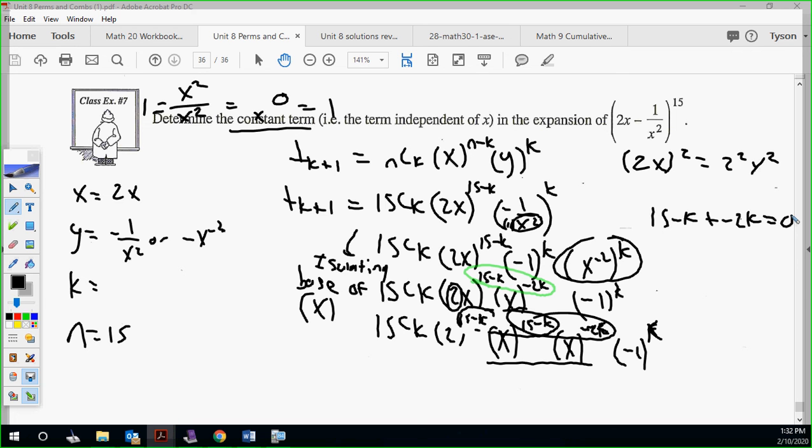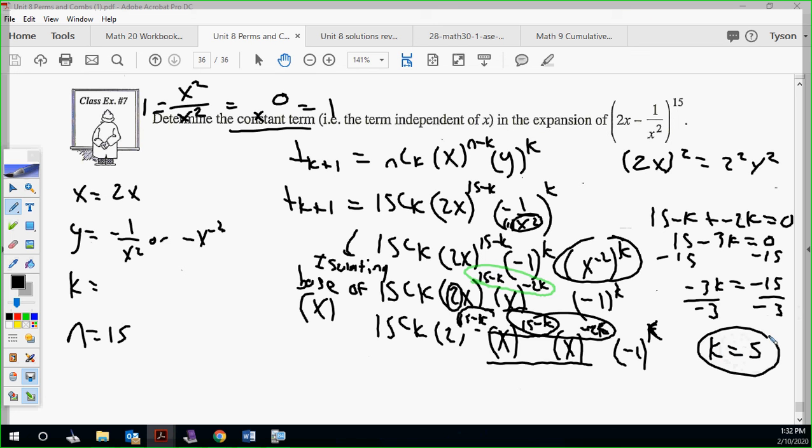I know this is hard. So watch, minus k minus 2k, 15 minus 3k, minus a 15. Divide the negative 3. K is 5. Yeah. I put plus because the multiplication of exponents means you add them. Even though it's plus and negative, it's fine. I just write the plus so you know we're adding the exponents.